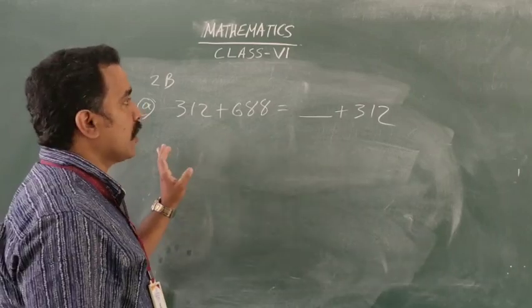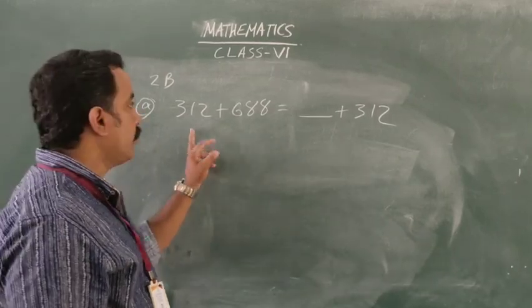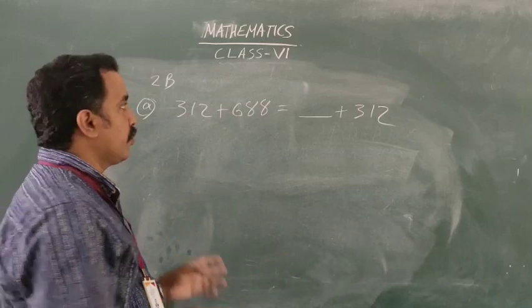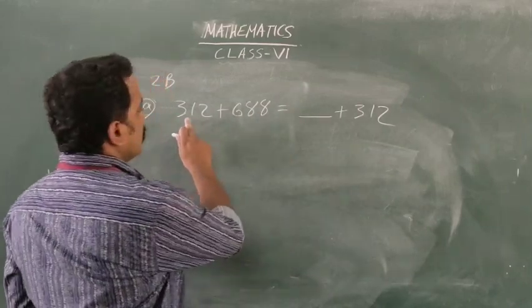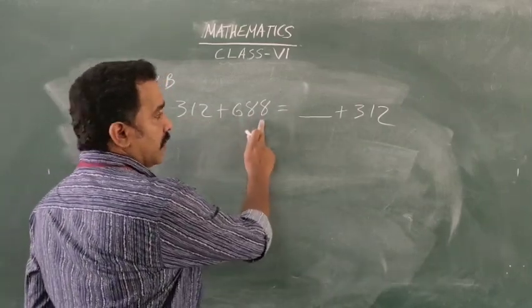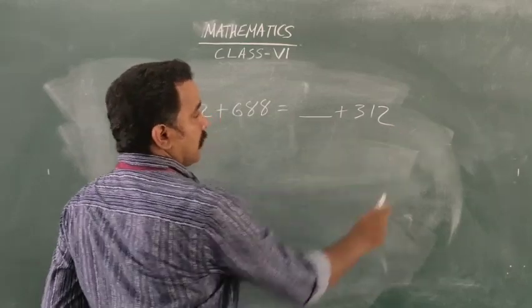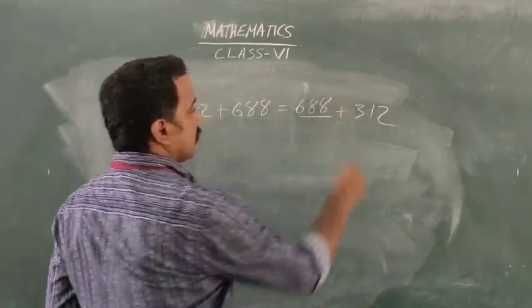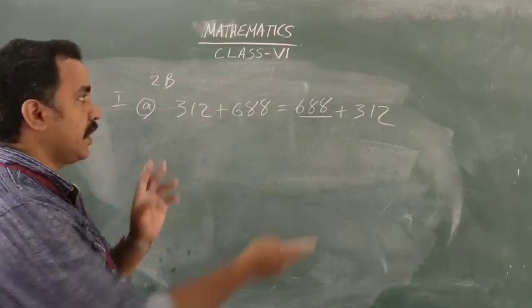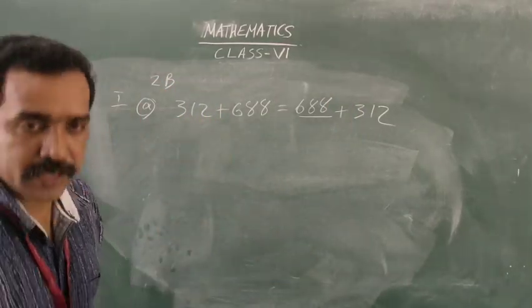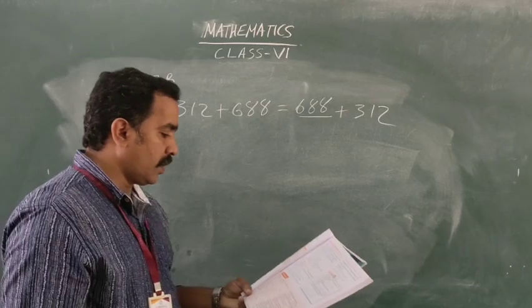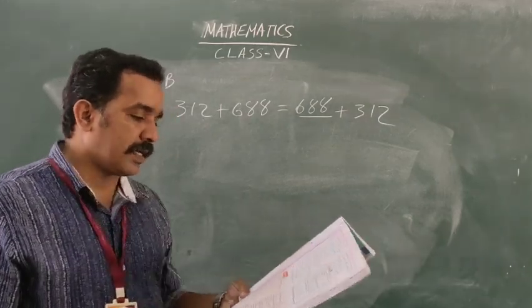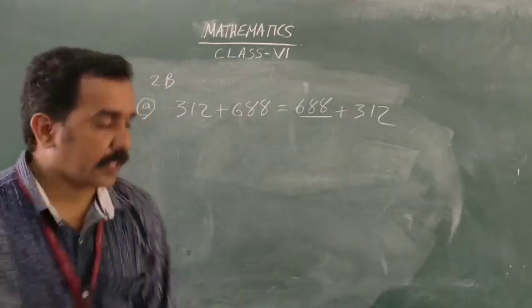Commutative property, because according to the commutative property, when you add two numbers, you can add them in any order. So what number will come here? Here 312 plus 688. Here dash plus, actually the order is changed. So here it will be 688. Commutative property: any order we can add. And the second question, if you look, 235 plus dash is equal to 235.